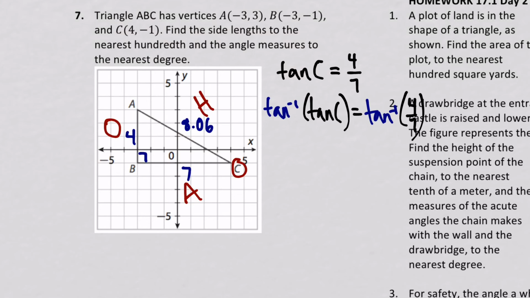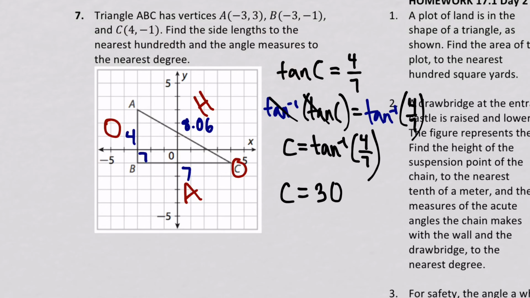So that's what I did. All I did was take the inverse tangent of both sides, because what happens? Inverse tangent and tangent cancel out, leaving you just with C. And on the other side, you just have the inverse tangent of 4 over 7, and you punch that into a calculator. So punching that into a calculator, it says 29.74 degrees. It says to the nearest degree, so let's round it up to 30. 30 degrees. 29.7 rounded up to 30 degrees.